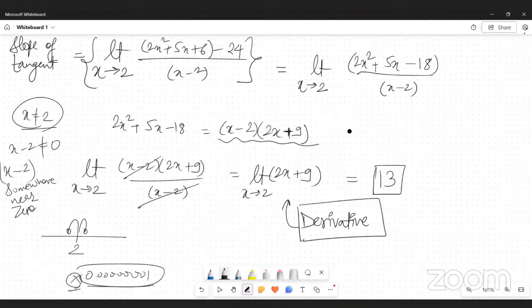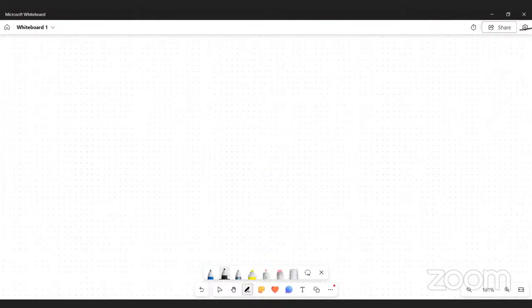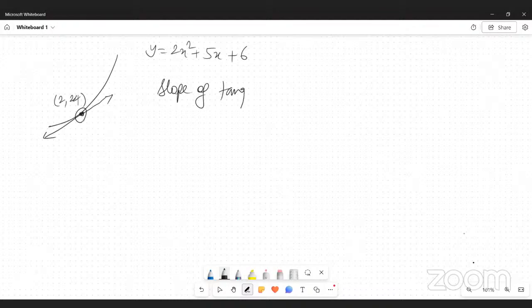So what do we have to infer from here? For example, you have this curve y is equal to 2x square plus 5x plus 6. At the point 2 comma 24, you are pulling a tangent. You can try it also. So the slope of the tangent, or rather the angle which it is making with the positive x-axis in the counterclockwise direction, tan theta, its value would turn out to be 13.